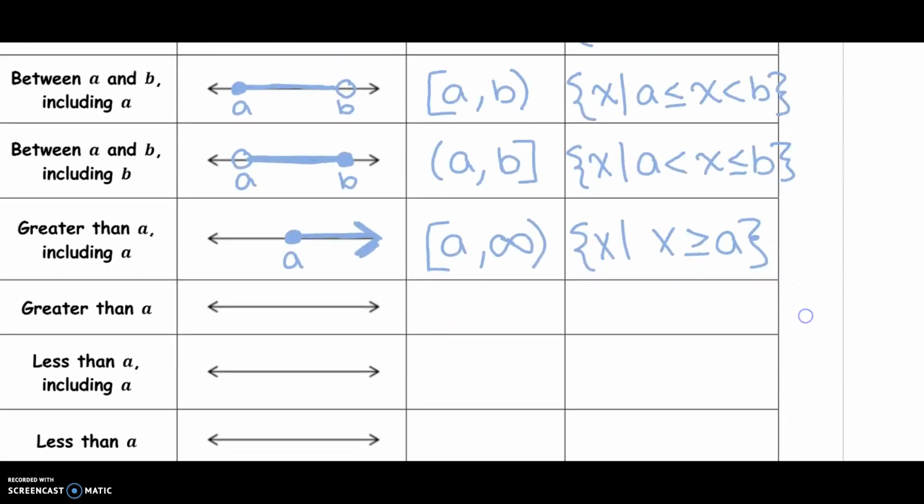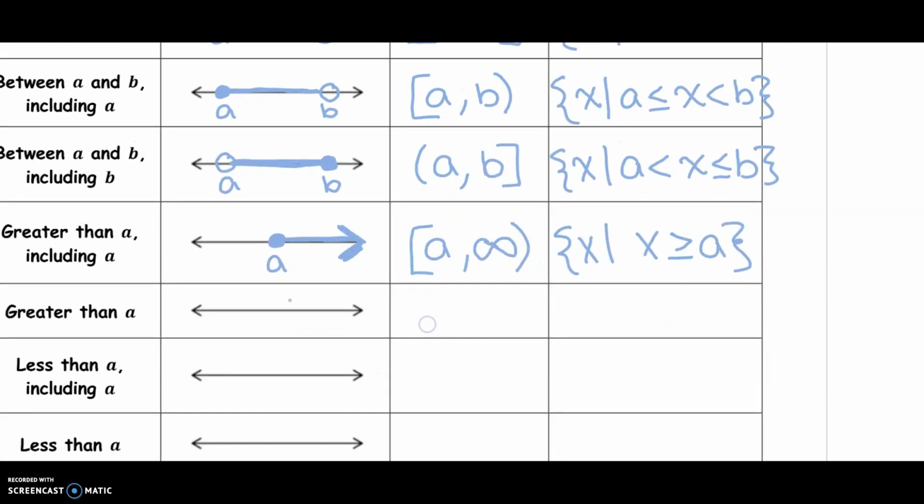All right, the next example, greater than A, so same thing but open circle at A, and the only way that this changes the problem is we have a parenthesis around A because it's not included, and our set notation only changes in that we have x is greater than A, not equal to.